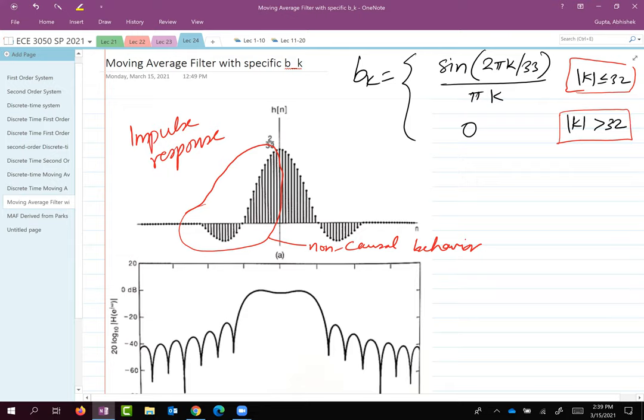Could you really quickly just explain that one more time? Why it's non-causal there.